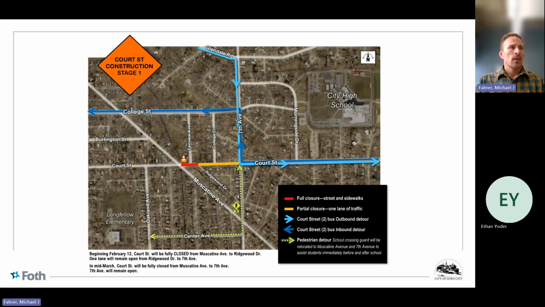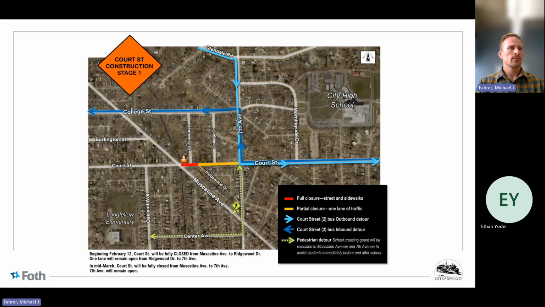So this map here will give you an idea generally of what some of the traffic pattern there with the buses and the pedestrian detour route, what this will look like here in the first stage. This will be posted out to the city's website, and as construction progresses, when there's updates to this, they will also be posted out there to the website. Generally, the buses will utilize Glendale, College, and 7th to navigate around that closure area, which is shown in red.